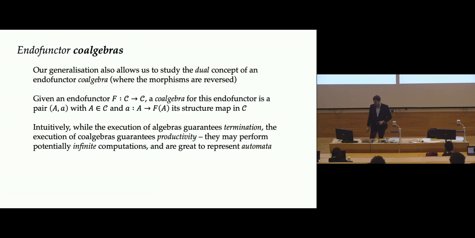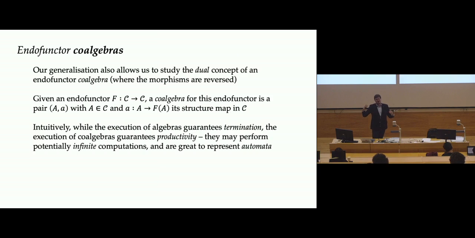Now, one thing that gets really interesting when we talk about endofunctor algebras is we can also study the dual concept of an endofunctor coalgebra. Coalgebra might sound weird if you've never come across opposite categories and things like that, but it's a relatively simple concept. It is just hunting for algebras, but reversing the directions of all the morphisms that we're looking at, okay? So once again, we have an endofunctor, which maps a category to itself, and we have a pair of carrier object and a structure map.